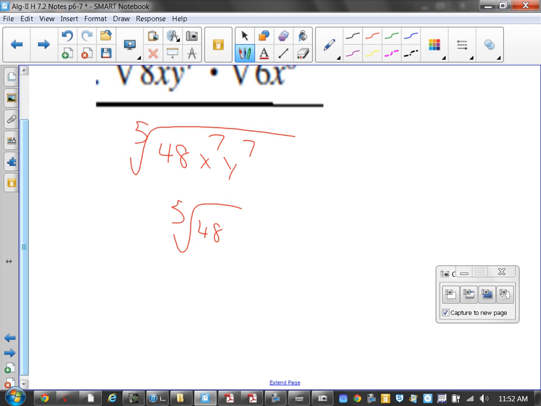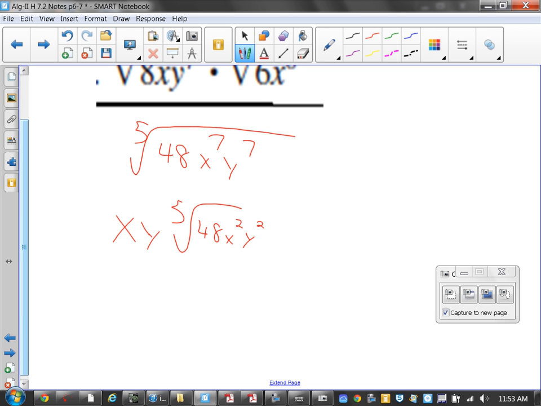5 goes into 7 how many times? Once. How many are left over? 2. Now this is going to be an x, and on the inside it's going to be 2. 1 came out, 2 left over. That's the same as saying x to the 7/5. 5 goes into 7 once. 1 comes out, 2 stay in. Since it's 48, when you're looking at the 5th root, the smaller number is 32, and it doesn't work.